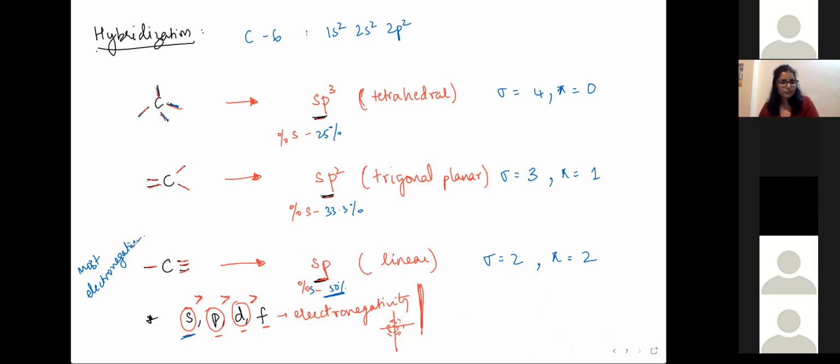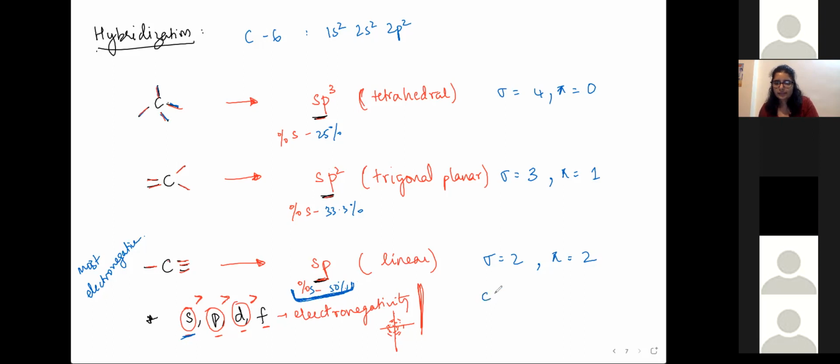Why are they the most electronegative? Because of that hybridization. Sp hybridized carbon, those hybrid orbitals have maximum s character, and s orbital being the most electronegative of all, that contributes to sp being the most electronegative hybridized orbital compared to sp2 and sp3.